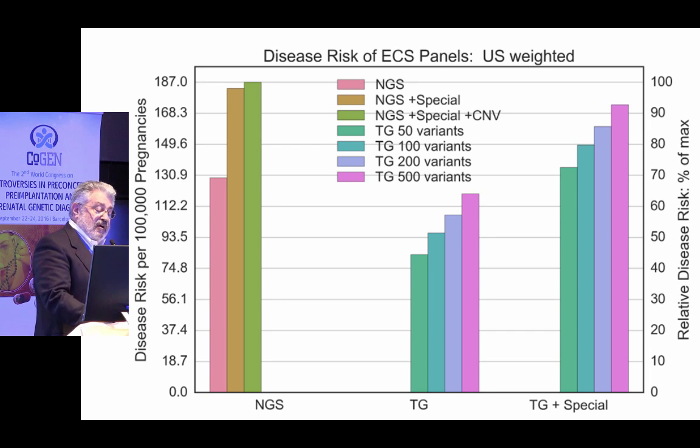Where if you look at the targeted genotyping panels, and the left one in the center group, the left one is 50 of the most common variants causing disease versus 100 versus 200 versus 500, you can see that it does increase the detection, but not by a huge amount. And looking at adding those special disorders in, again, it increases the detection rate by adding those disorders in, but you're still a maximum of just under 90% versus close to 100% with next generation sequencing.